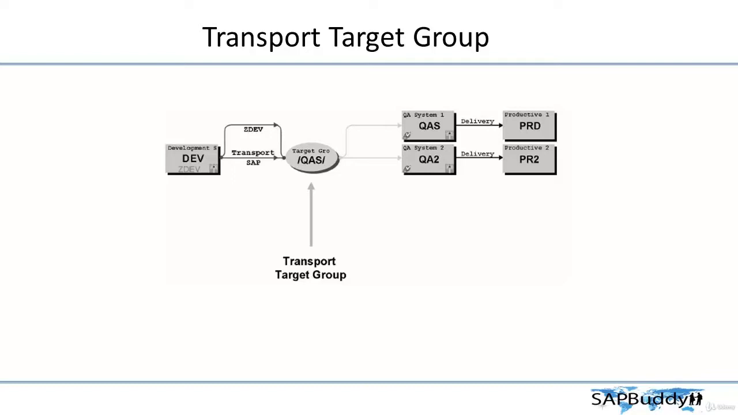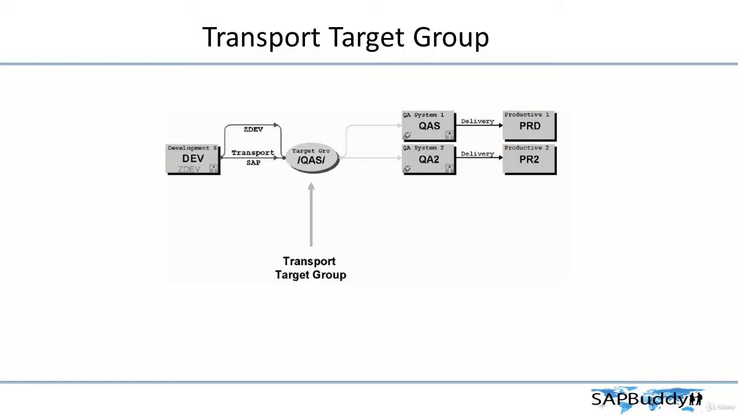Okay, so far what we have configured is a 3 system landscape using SAP standard routes or standard landscapes. Now we will create almost the same scenario in our landscape with 2 quality systems and 2 productive systems. Here we will create a target group, the group which will redirect the consolidation route to 2 different systems.